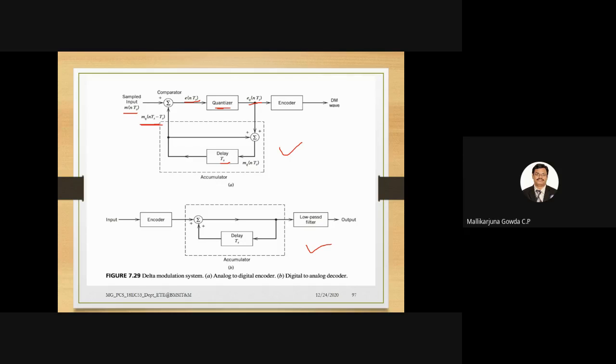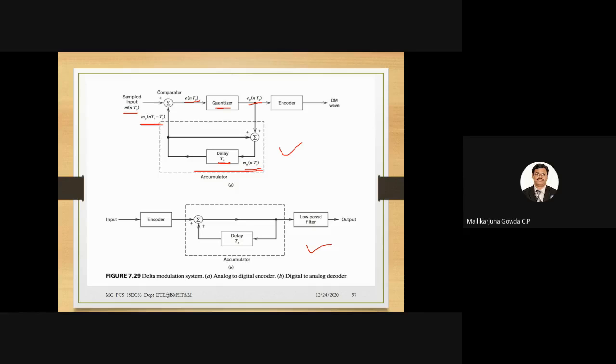Okay, and the difference of this will be denoted as MQ of NTS. So that is a quantized version of the original signal delayed by one duration, and that will be given as input to the comparator. Okay, so this is how it works. This we call an accumulator. It accumulates the present and previous samples. That is why it is called an accumulator.